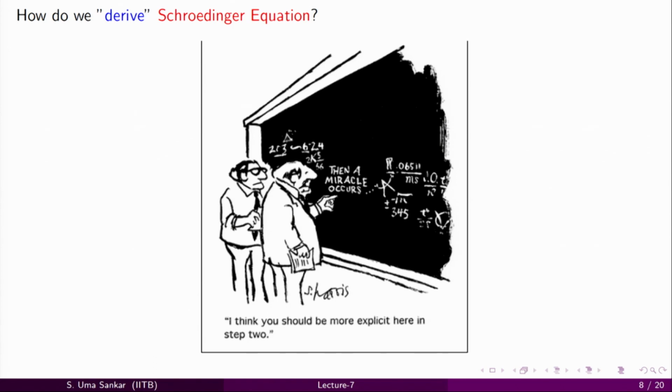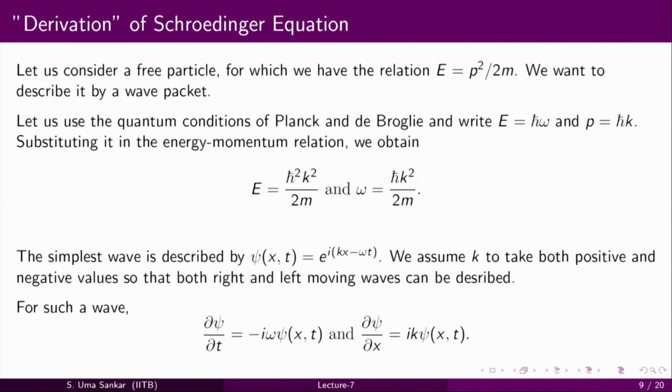Now, how did Schrödinger get his equation? Well, to some extent it looks like this cartoon. So, you have a lot of mathematics on the left hand side, a lot of mathematics on the right hand side, and in the middle there is a statement, "here a miracle occurs." It's almost like that, the way Schrödinger got his wave equation. He knew he had to get a wave equation, and he sort of used some inspired guess to get that wave equation.